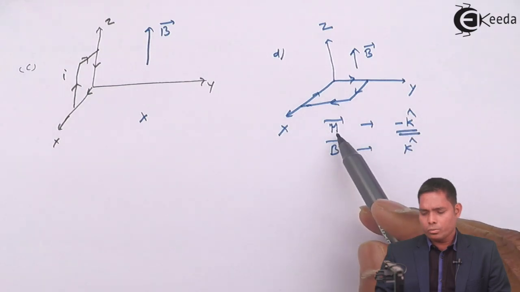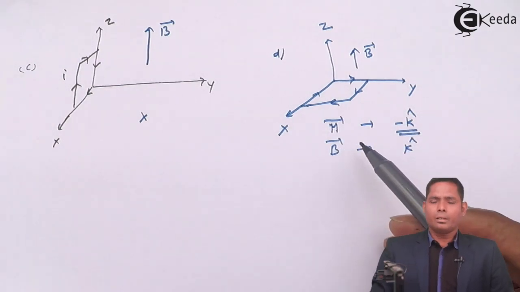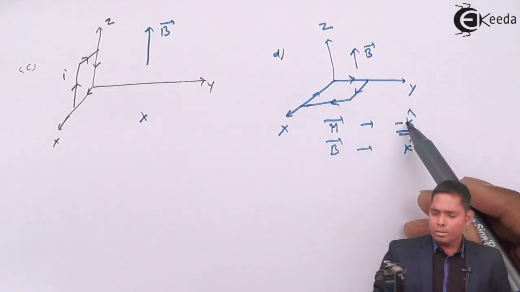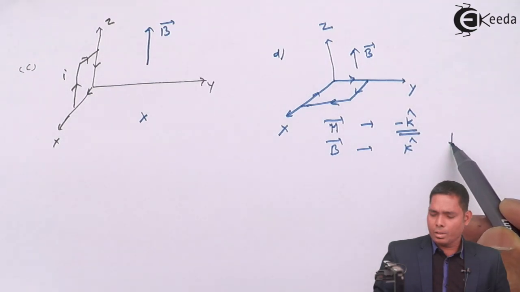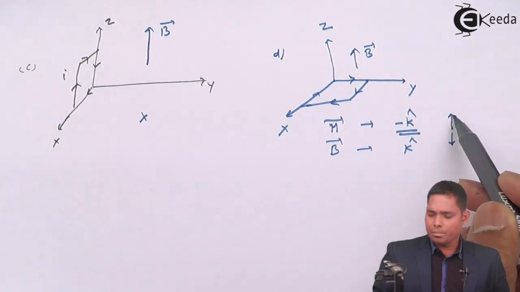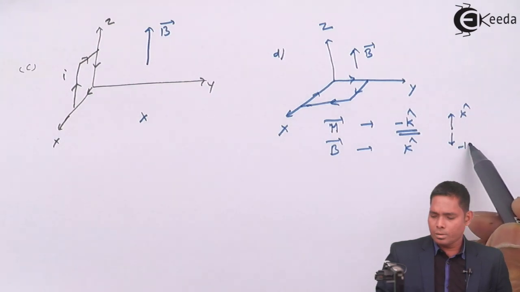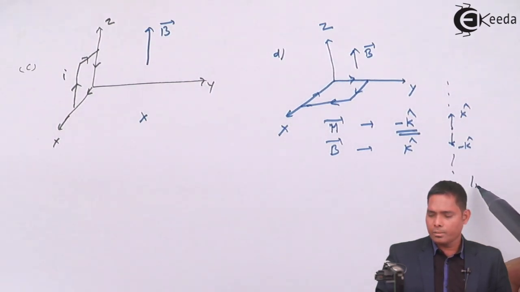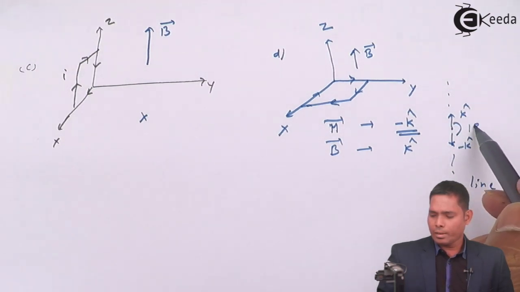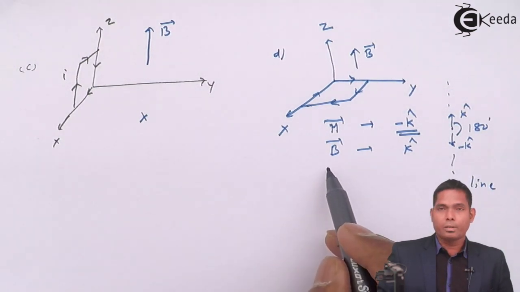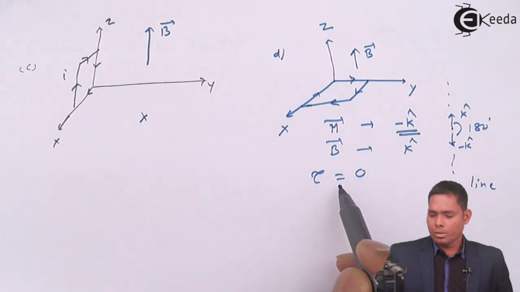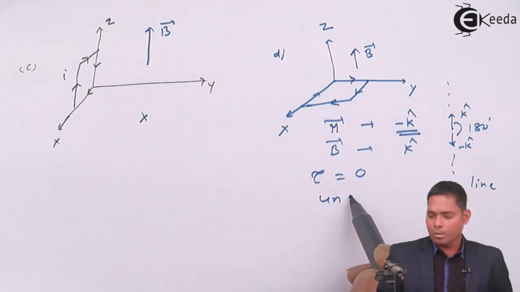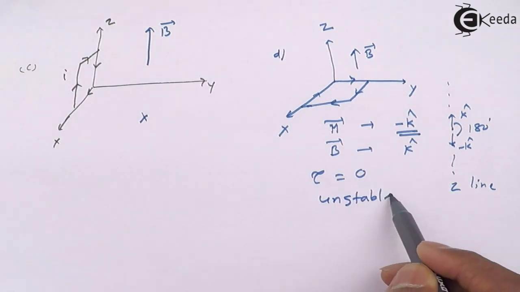So how are these two vectors making an angle? As you can see, this is minus k cap, which is downward, and this is plus k cap, which is upward, along the same z line. So the angle is 180 degrees. If the angle is 180 degrees, again the torque is 0, but this is called unstable equilibrium.